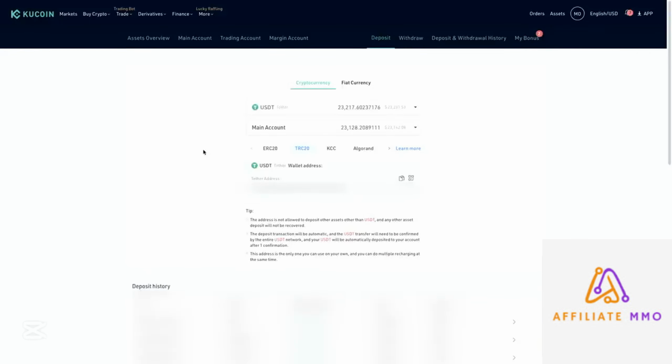Although the place that you're transferring it from obviously will have to support using that network as well. So make sure that the network you're using on both the place where you're withdrawing from and on Kucoin is the exact same network. But if it is, then it will be accepted, and they'll just put that into US dollar tether in your account, and you can go ahead and trade that against any other cryptocurrency.